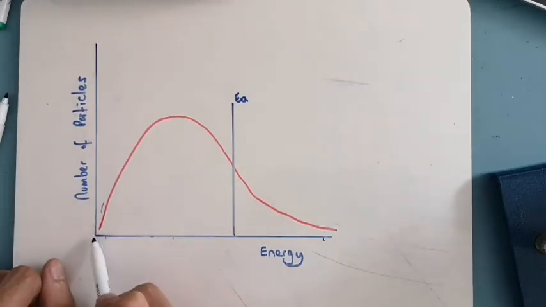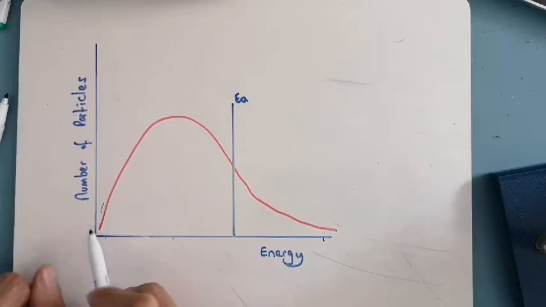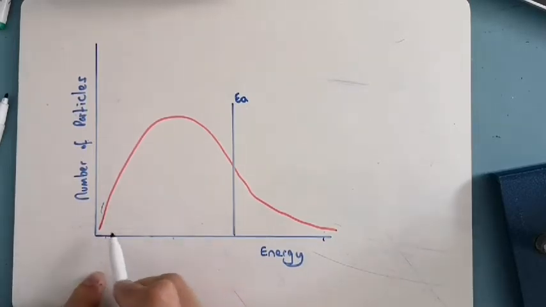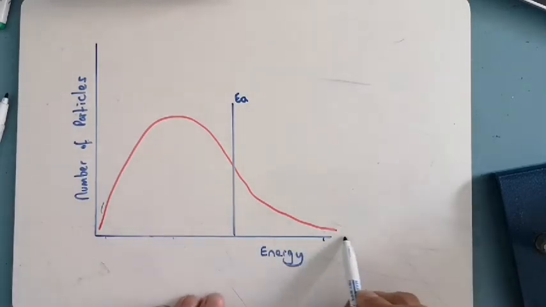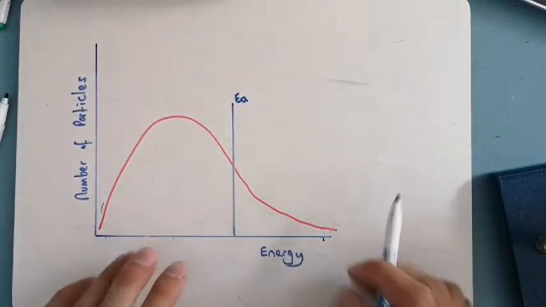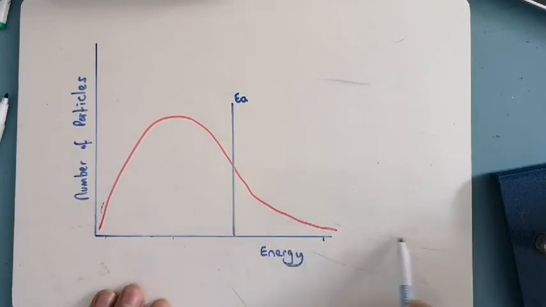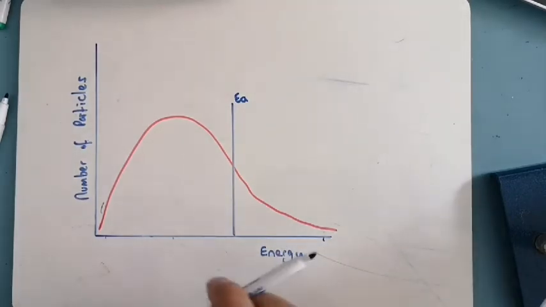It's not likely that any particle is going to have zero energy. At the temperatures we work at, if there's any temperature, there'll be none at zero. And then also this line never fully gets down to the bottom because there's always the potential for particles to have higher and higher amounts of energy. So it just goes on and on and on forever without meeting the bottom of this line.